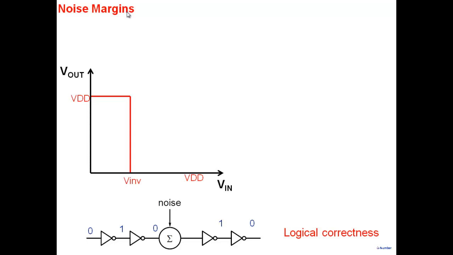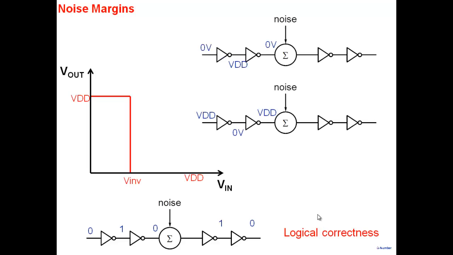Okay. Now, but noise margin is what? Noise margin is defined in terms of voltage. How much noise voltage can I add or subtract from my system? And still it should be logically correct. All right. So what are the steps involved here?